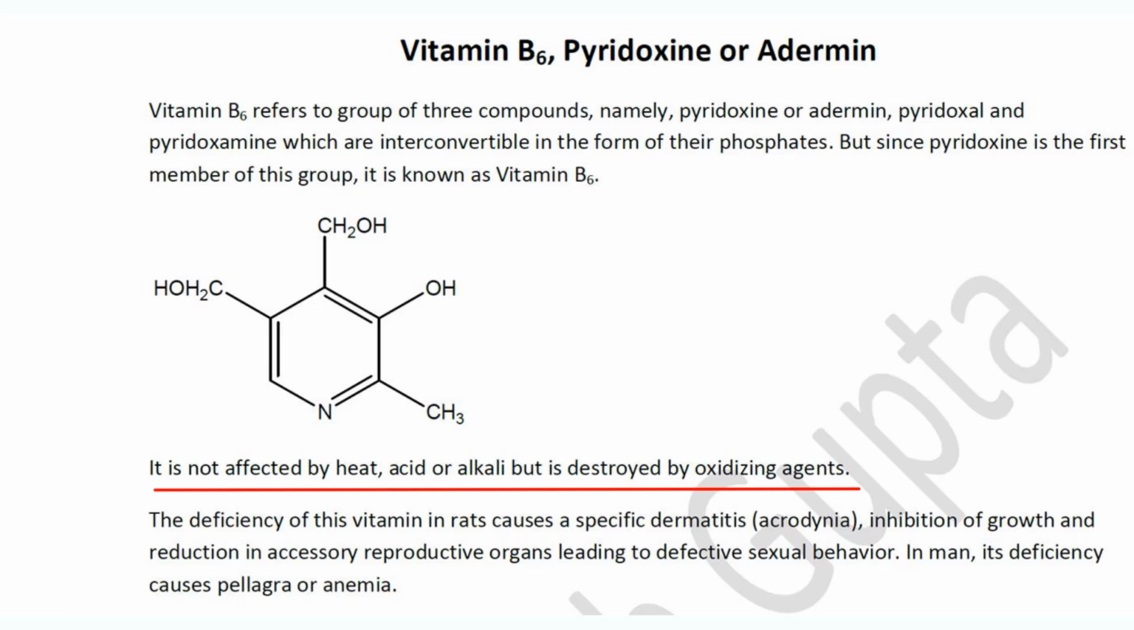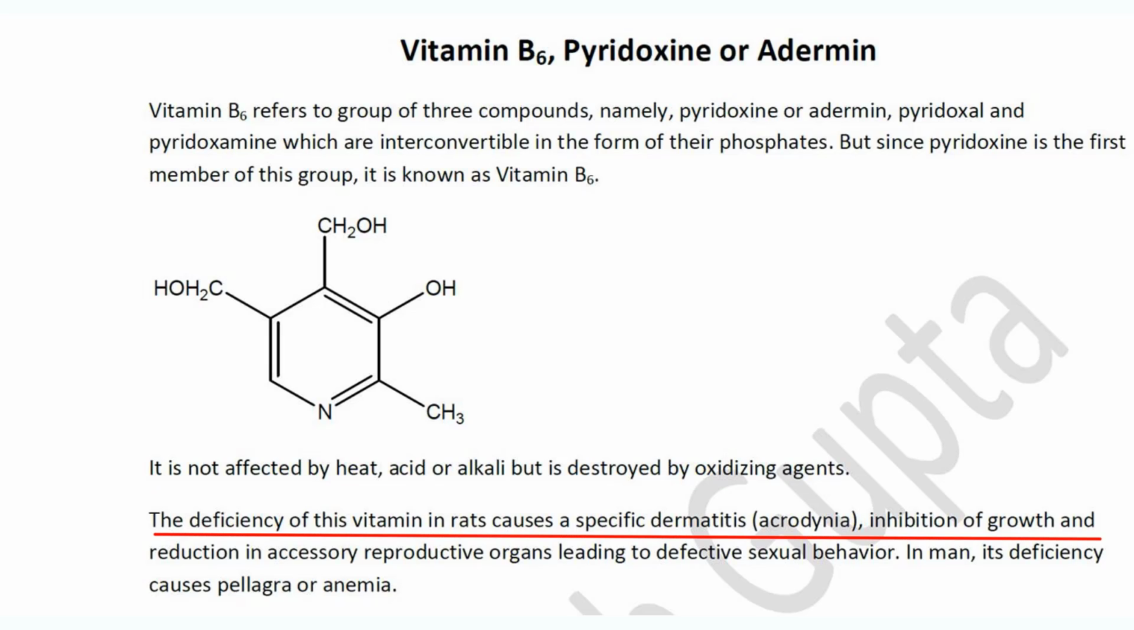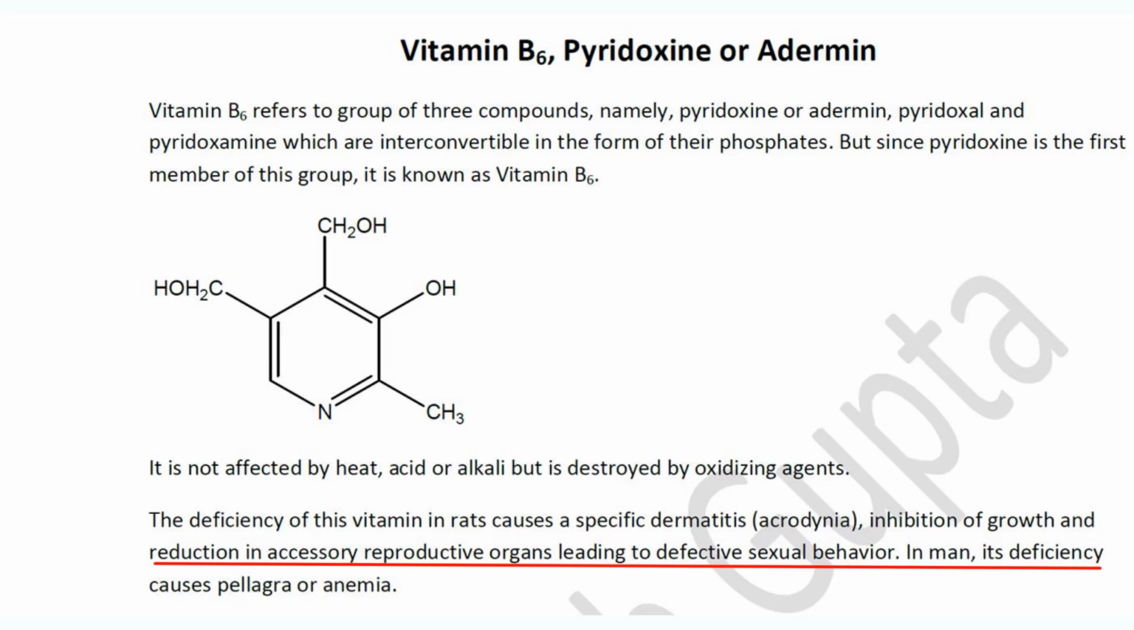The deficiency of this vitamin in rats causes a specific dermatitis, inhibition of growth, and reduction in accessory reproductive organs, leading to defective sexual behavior. In man, its deficiency causes pellagra or anemia.